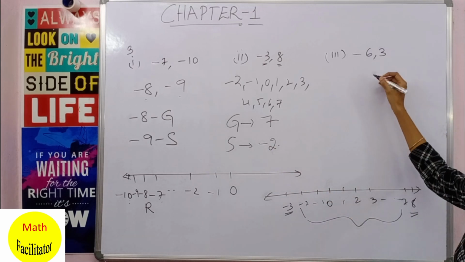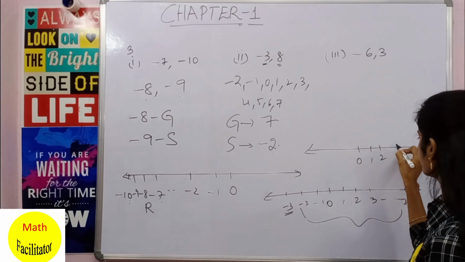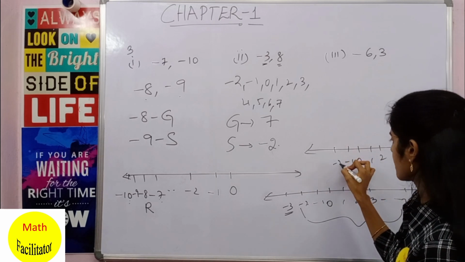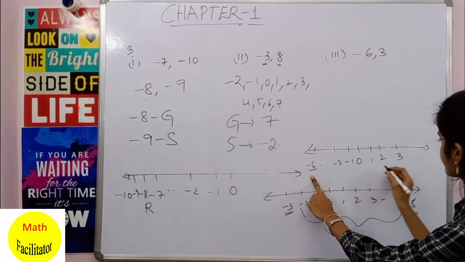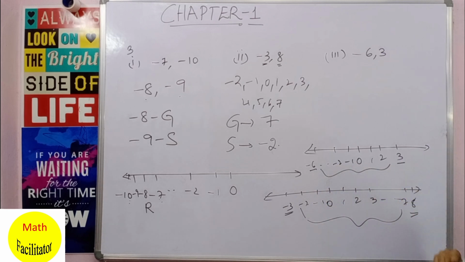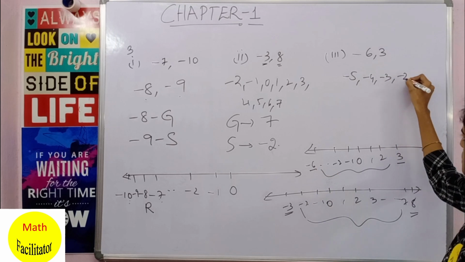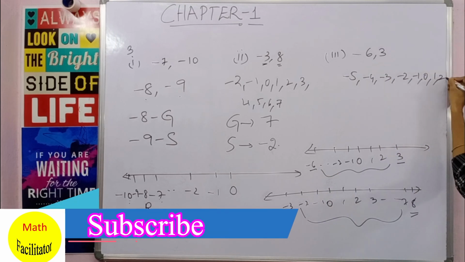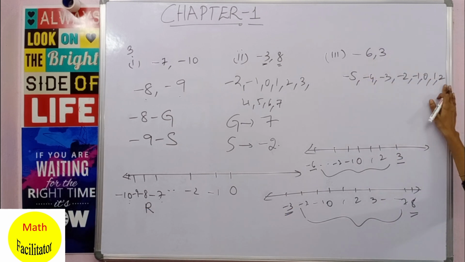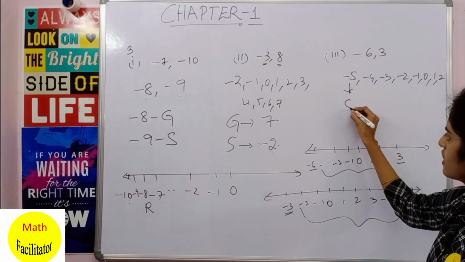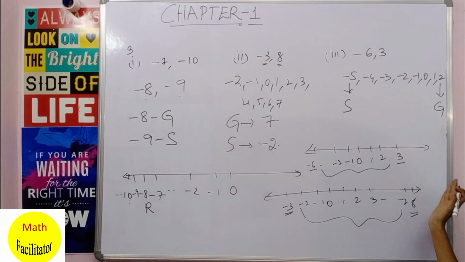Now in this question also, you can draw the number line and check. So this is 0, 1, 2, 3. So this is minus 1, minus 2 and so on. You have minus 6. So between minus 6 and 3, you have these integers. You will have minus 5 here, minus 4, minus 3, minus 2, minus 1, 0, 1, 2. And you will stop here because you want only the integers between minus 6 and 3. Now this will be the smallest integer because it is to the left and this will be the greatest integer because it is to the right on the number line.